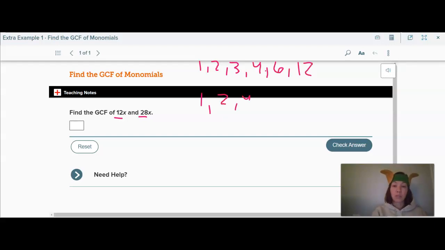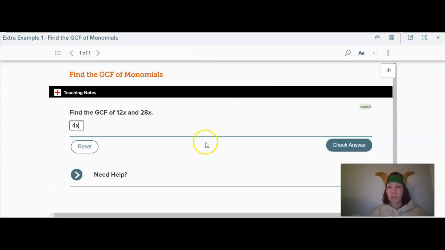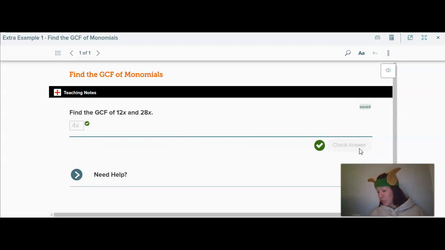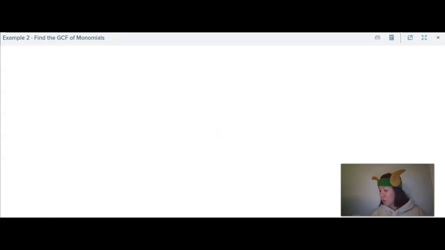1, 2, 4, 7, 14, and 28 are the factors of 28. So what do they have in common? The largest number that they both have in common is 4. And then they also have an x in common. So 4x is going to be the GCF here. So after those examples, if you still can't do the check problem on page 260, we can talk about it in class tomorrow.